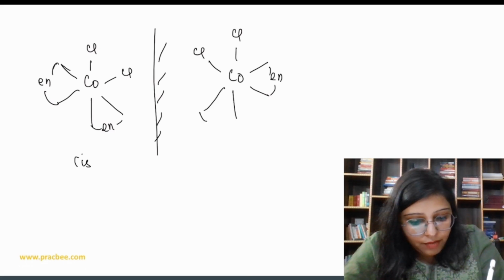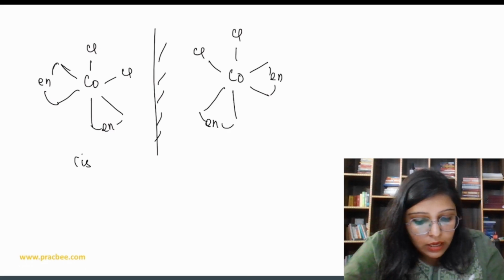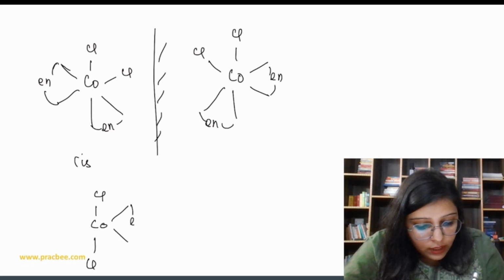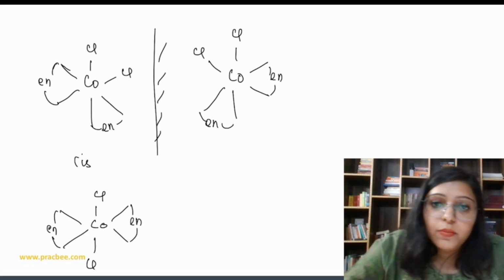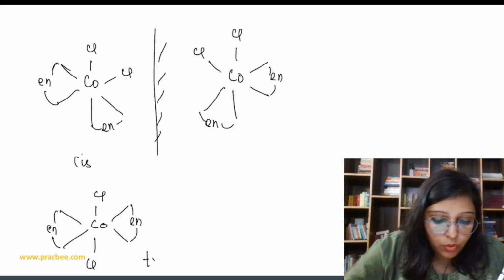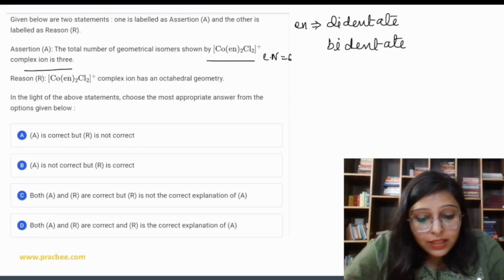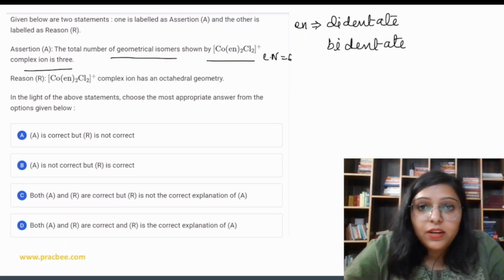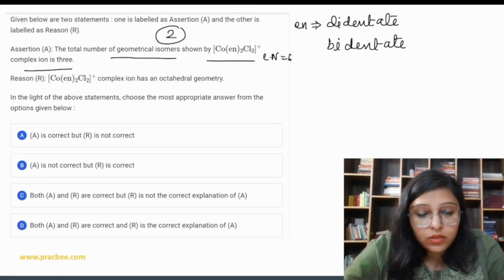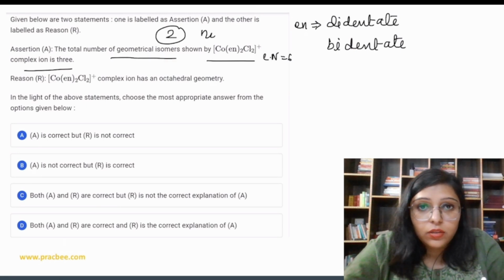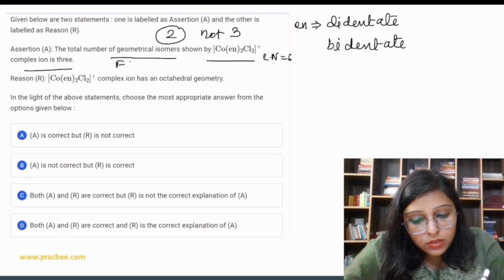Okay, we can have a mirror image of this one. Now we can even have the trans one, 1, 2, en and en. So basically the total number of isomers is going to be 3. The total number of stereoisomers is going to be 3. But this says the number of geometrical isomers, that is 2 only, not 3. So this is false.